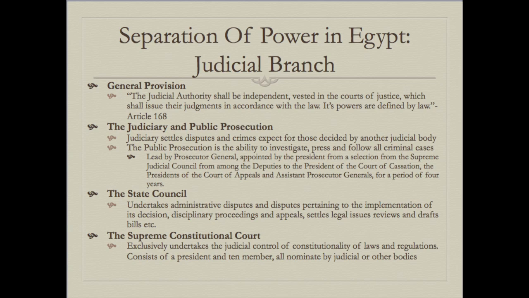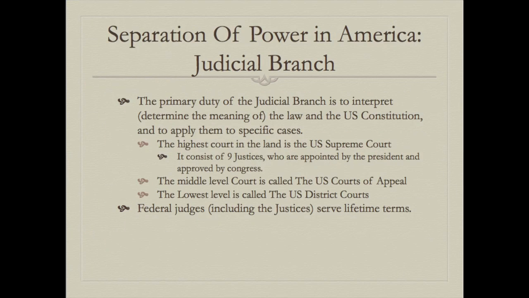The judiciary settles disputes and crimes except for those decided by other judiciary bodies. The public prosecution is the ability to investigate, press, and follow all criminal cases, led by the Prosecutor General, appointed by the President from a selection from the Supreme Judicial Council. The Supreme Constitutional Court exclusively undertakes the judicial control of the constitutionality of laws and regulations.